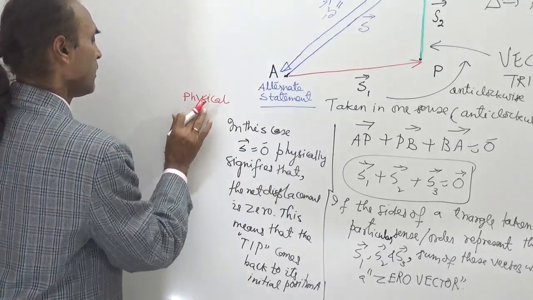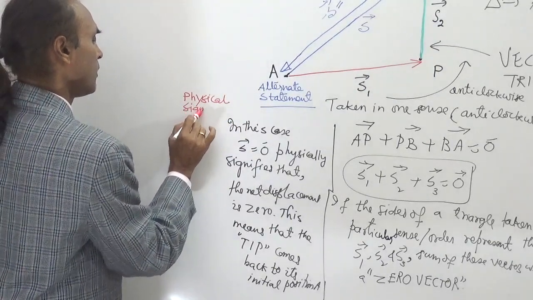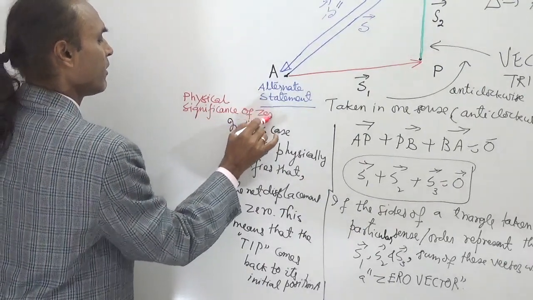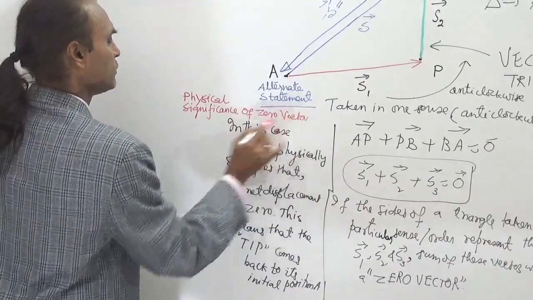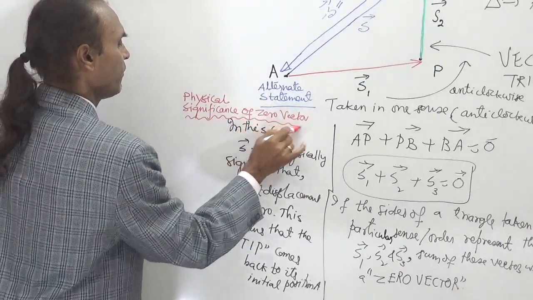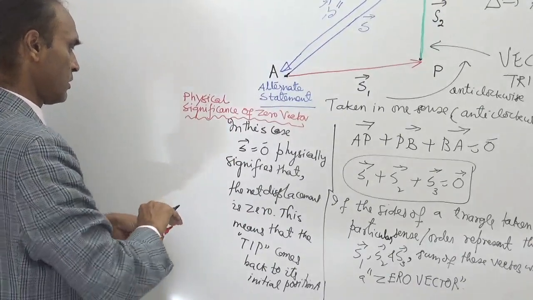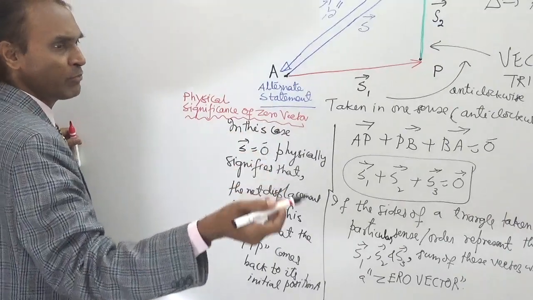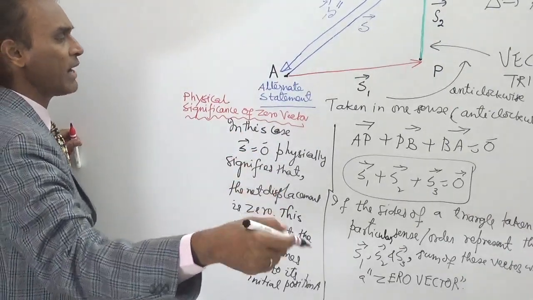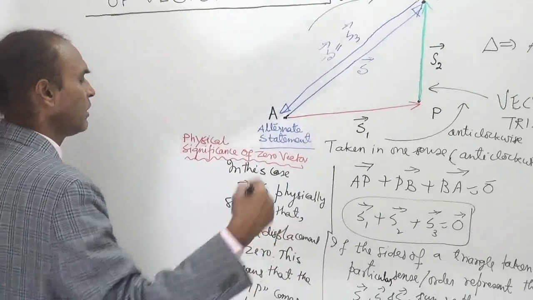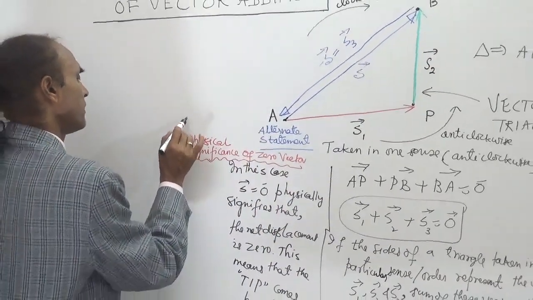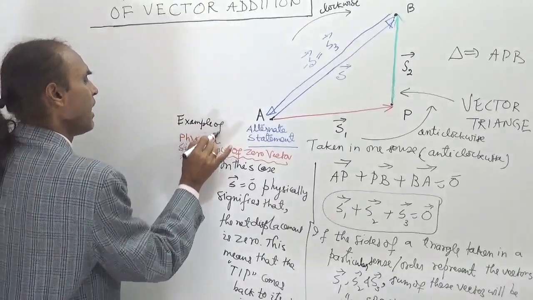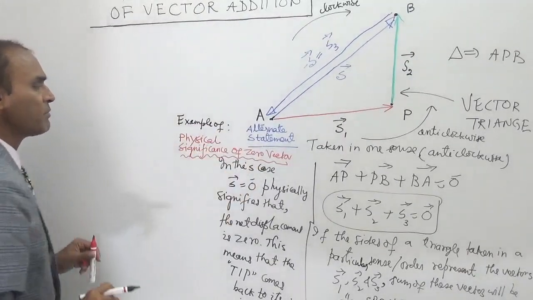Physical significance of zero vector. This is one example, of course. I can give you many examples, like F1 plus F2 plus F3. Three forces, when you add, you will get zero force, no net force. Many examples you can give of physical significance of zero vectors.